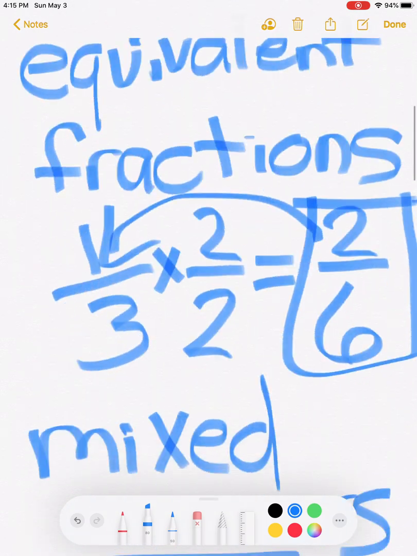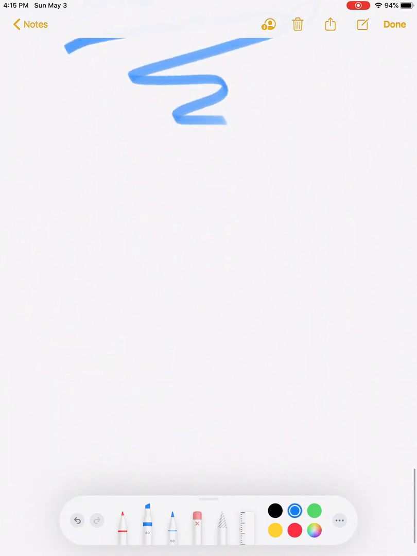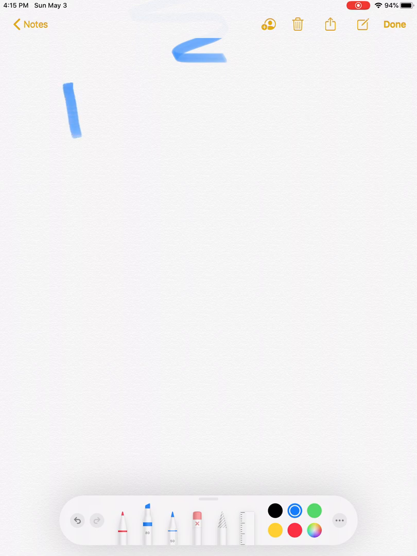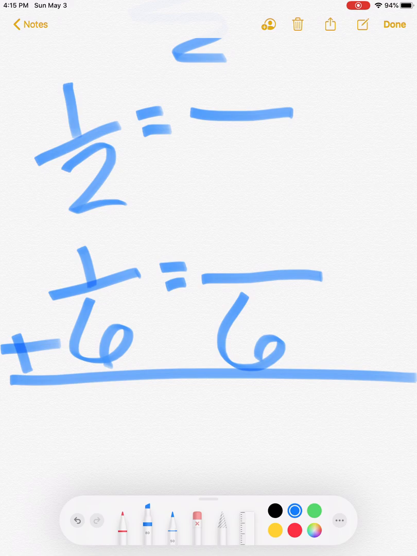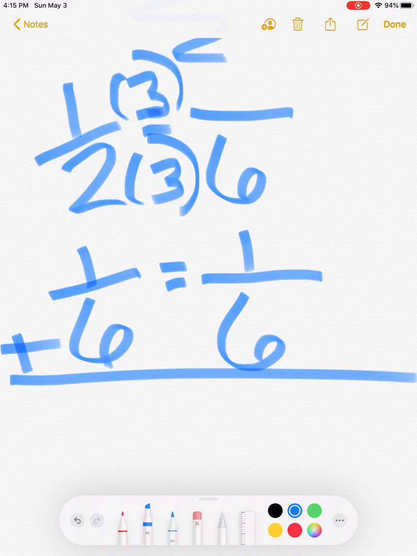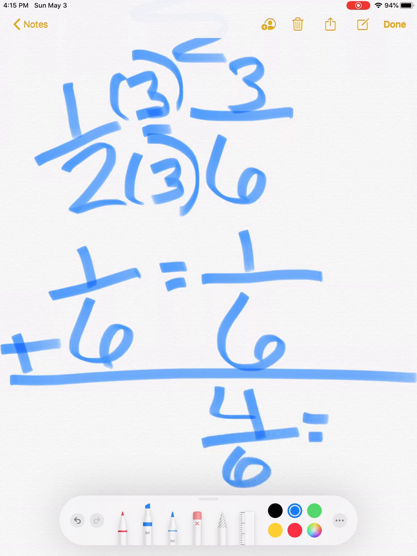I have to remind you that, of course, when you add, you get the common denominator. So if we had this problem, 1/2 plus 1/6, we will get the common denominator of 6 and then add it up. 2 times 3 is 6. 1 times 3 is 3. 3/6 and 1/6 is 4/6. But the answer is not correct unless you simplify it. This would go to 2/3.